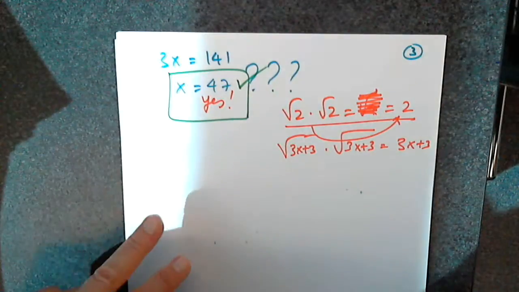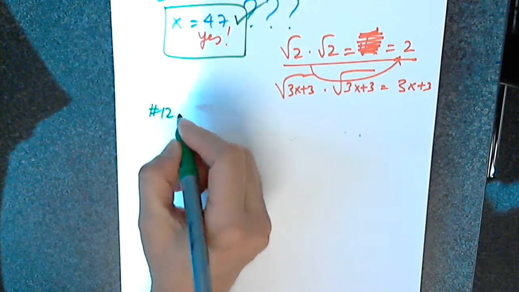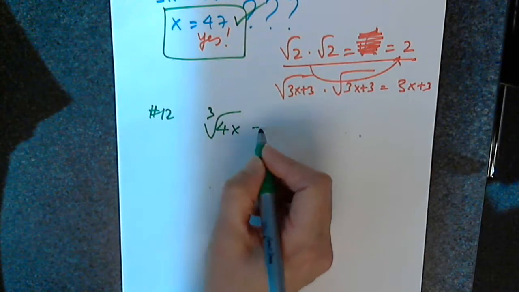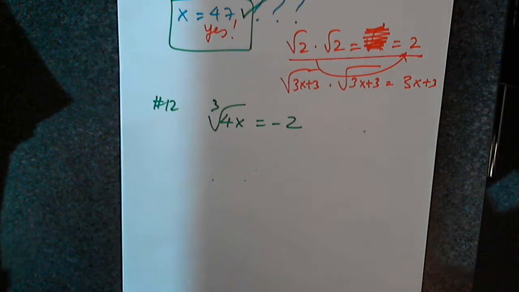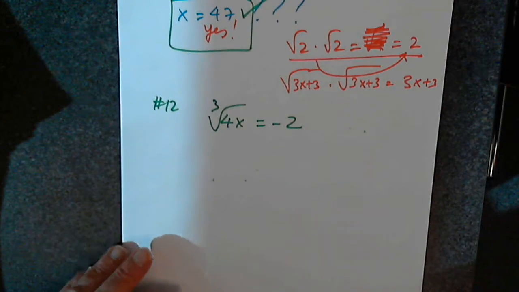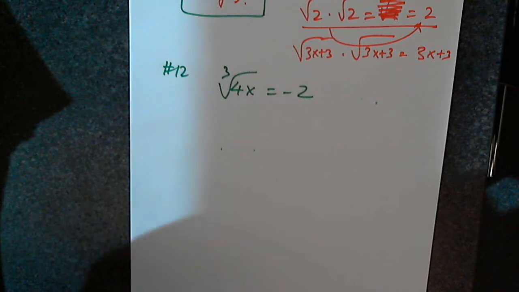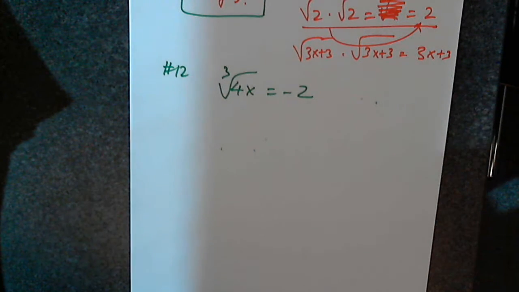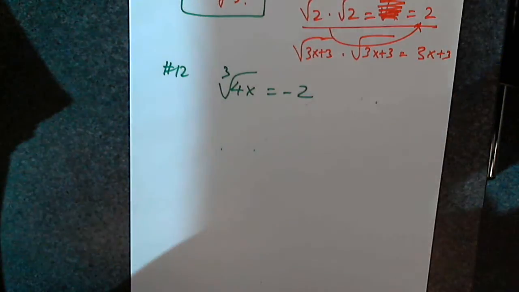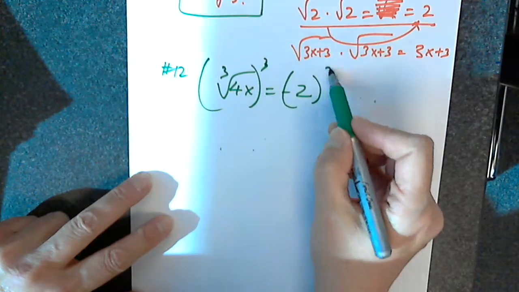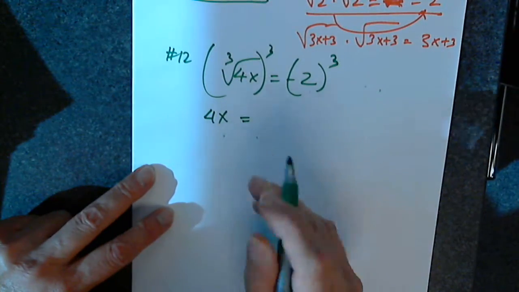Plenty. Yes. So in problem 12, we have the cube root of 4x equals -2. How do I eliminate the cube root? And what power is that? It's power 1/3. So what should I do to both sides? Very good. So the left-hand side is? The right-hand side is?